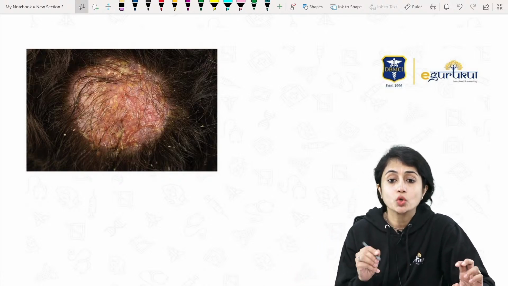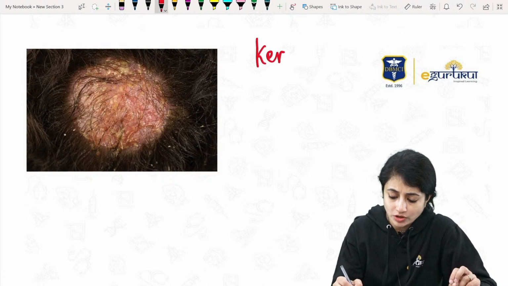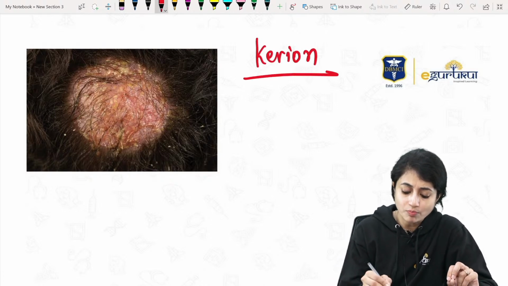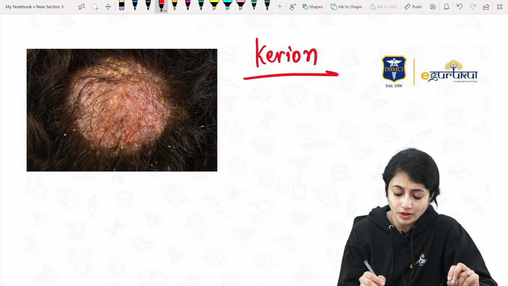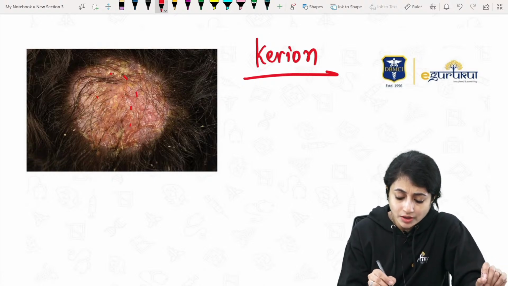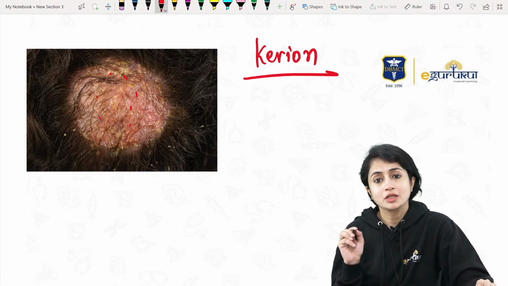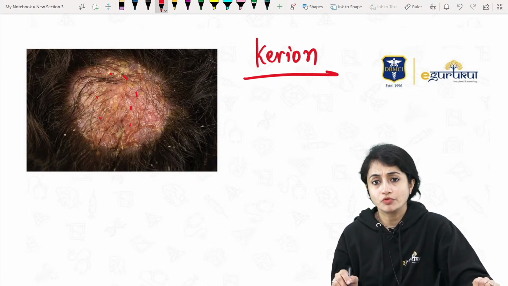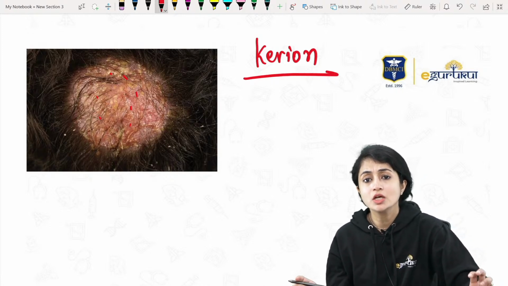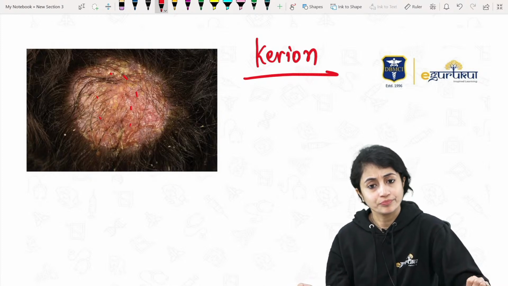So this is what was given to you in the question. This is a kerion. You have a boggy swelling with loss of hair, with broken off hair, studded with pustules. This is a kerion. It is an inflammatory type of tinea capitis presenting with this boggy swelling, right?